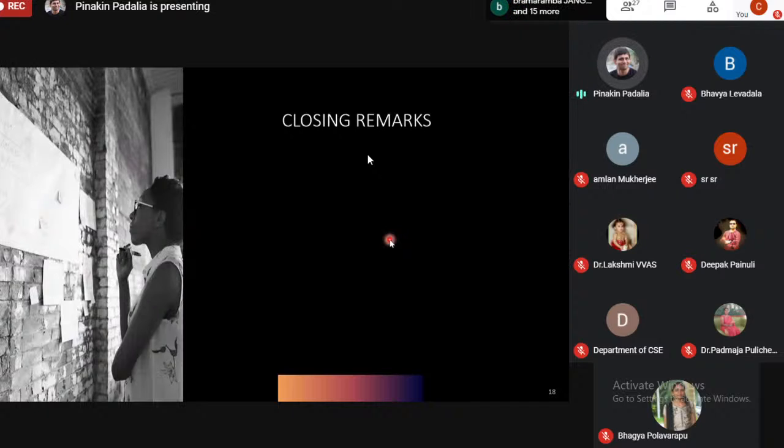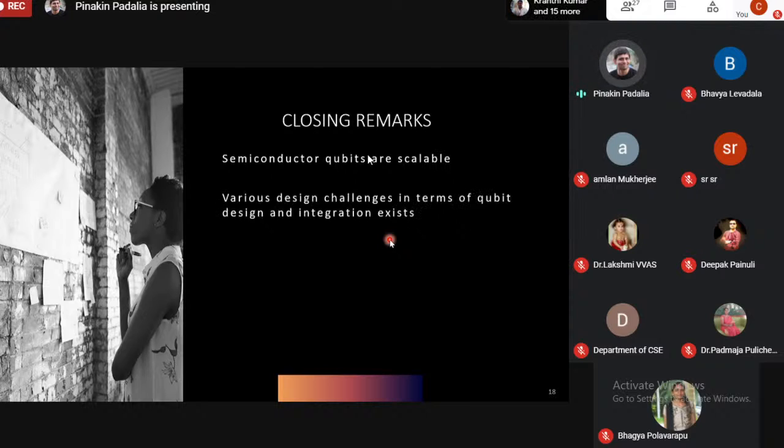So coming down to the closing remarks, what we can take away from this presentation is that semiconductor qubits are scalable. This is because we have already seen in the past that it has a huge potential for scaling up. And that is also something that we see in our everyday life. Phones are becoming more powerful and efficient with the same size, which means we are packing more transistors and more functionality in the same hardware. So scaling up is something that is proven for semiconductor technology, and this is what we want to leverage for semiconductor qubits.